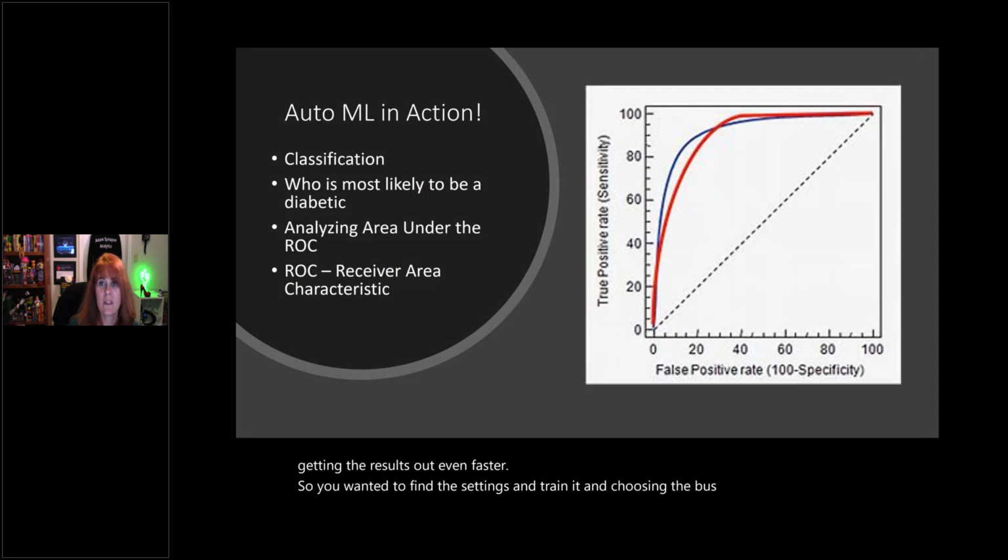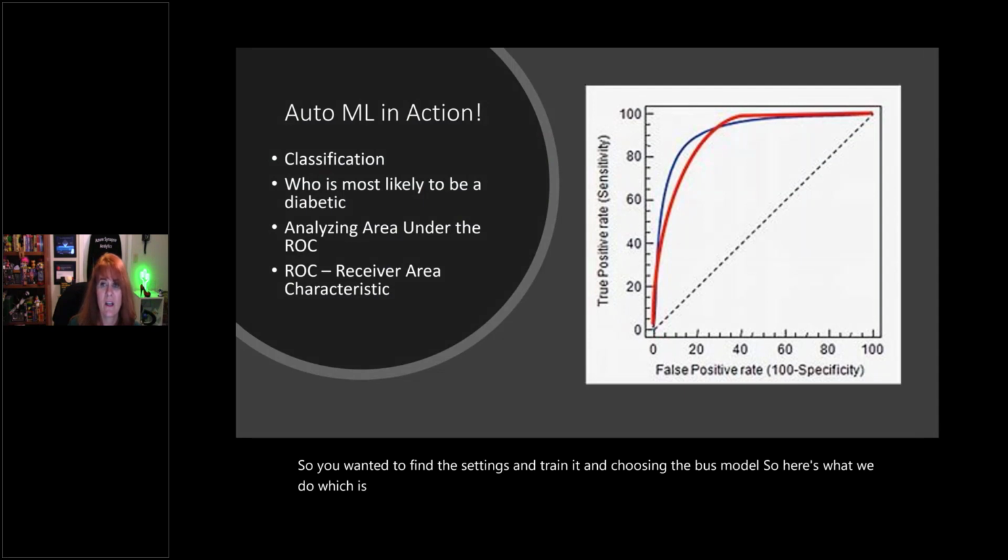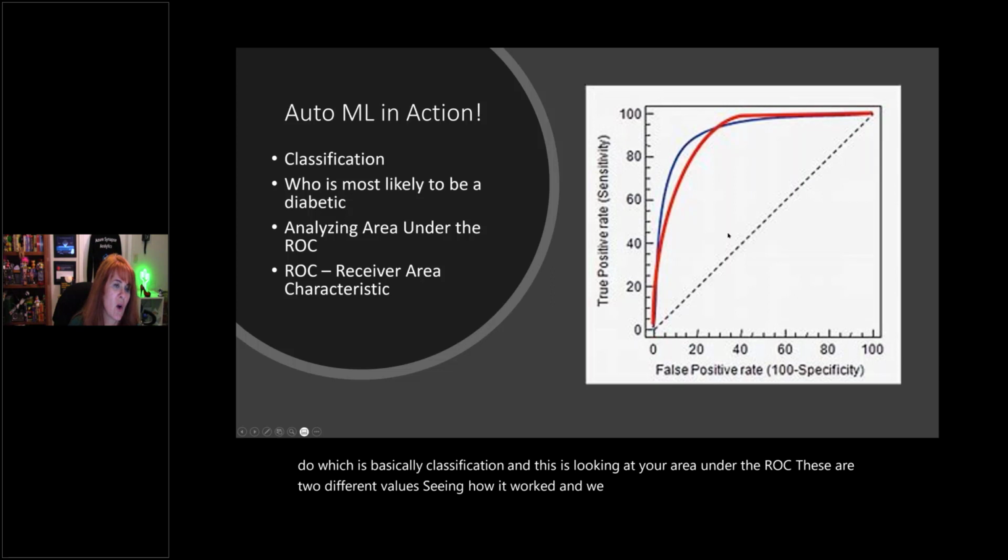So here's what we did, which is basically classification. This is looking at your area under the ROC curve. These are two different values, seeing how it worked. And you want to analyze it to see how much of this data here, and taking a look at how that works.